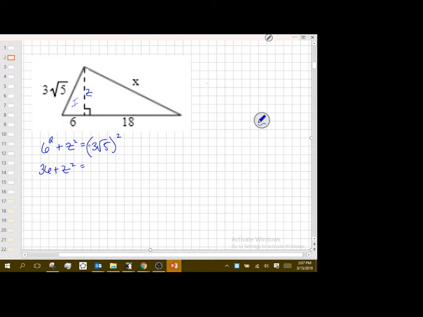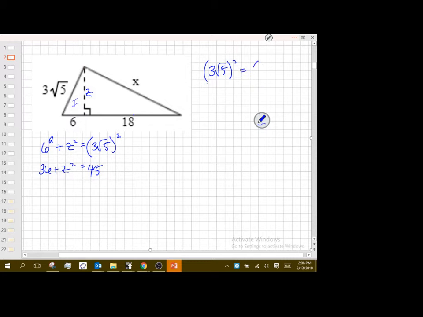Now, does anybody know how to do that? Yeah, well, it clears out that thing. So the 2 clears out the radical. Yeah, then you just... What about the 3? Yeah, wouldn't it be 9 times 5? It should be 9 times 5, which is 45. Okay, so 3 radical 5 squared.